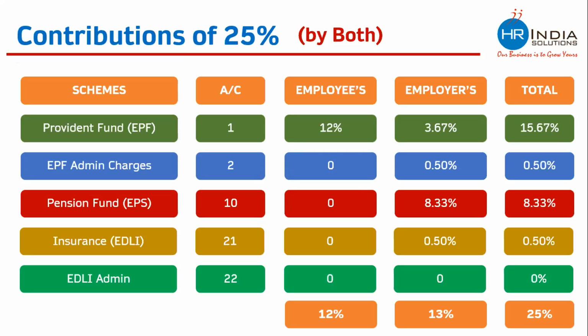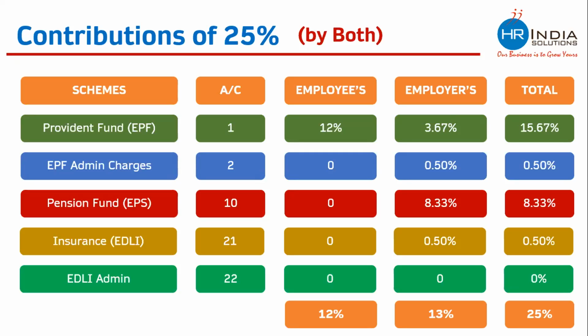Out of the total 13% which the employer is paying, 3.67% goes into provident fund, 0.50% goes as admin charges. In pension fund, only the employer contributes, which is 8.33%, and then in the insurance also the employer contributes. So in provident fund, a total of 12% of the employee and 3.67% of the employer goes, and the total contribution goes at a rate of 15.60. Does it have the EDLI admin charges in place?